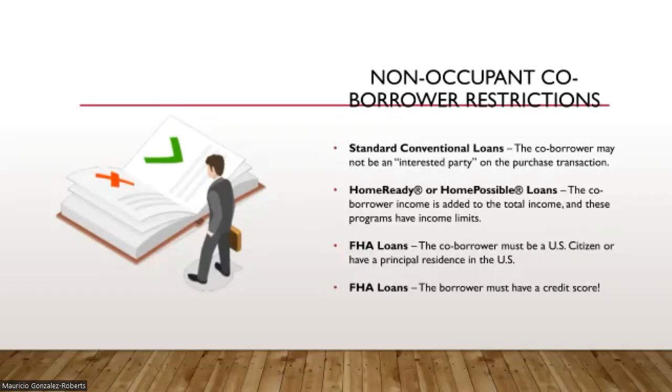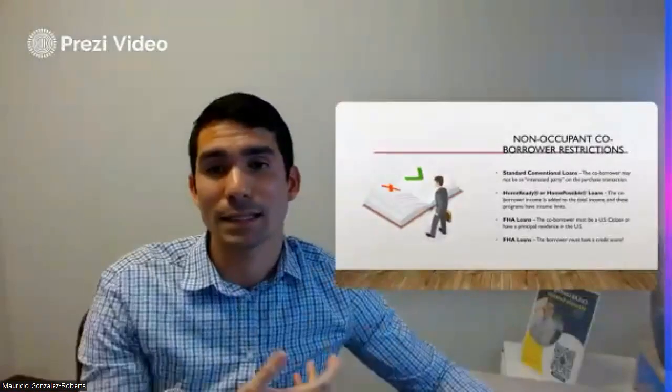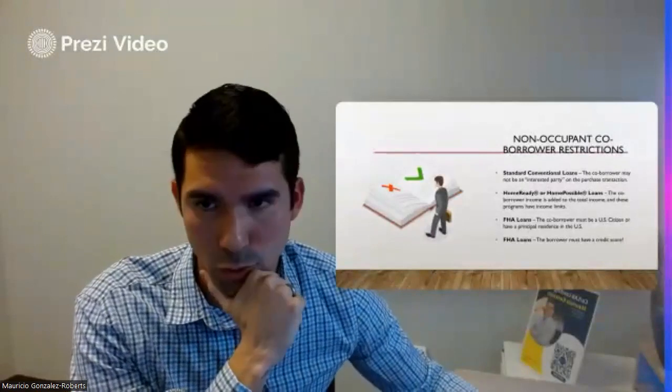For HomeReady and Home Possible loans, the income earned by the non-occupant co-borrower is included in the overall income. While typically this is not an issue on a standard conventional loan, it might be an issue in these programs because they do have some income limitations. So for FHA loans, the co-borrower must be a U.S. citizen or they must have a principal residence here in the U.S. And FHA also requires the actual borrower occupying the home to have a credit score. So that's something to keep in mind with these types of non-occupant borrower situations.